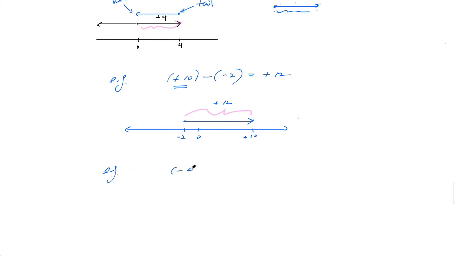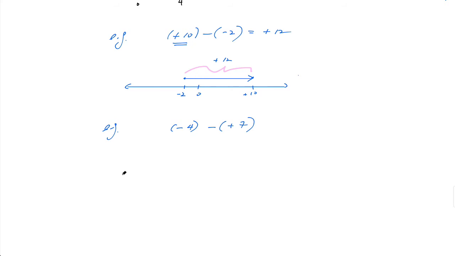Okay, so let's do another one. Let's do negative 4 subtract plus 7. What does this mean? It means our head is at negative 4 and our tail is at 7. So it's like this. Which way is it going? It's going left, which means our answer is going to be negative. What's the size? It's 7 plus 4. The size is 11. So negative 4 subtract positive 7 is indeed negative 11.